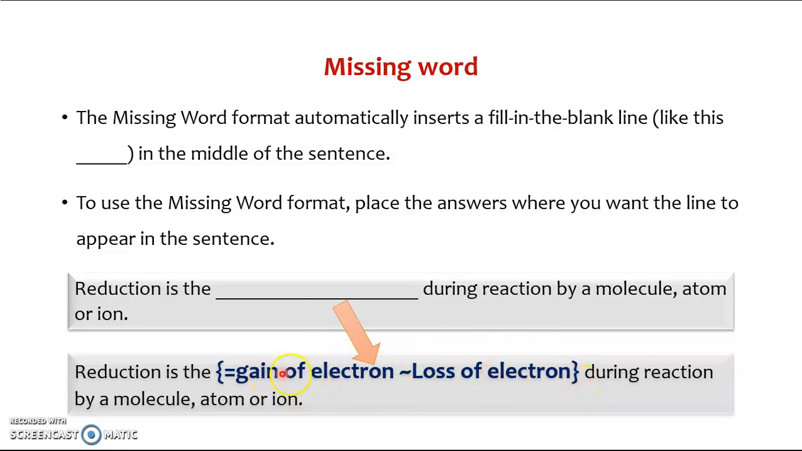Remember, if you are using only an equal to sign and only one option, then that question type is not missing word; that question type becomes a short answer type of question. So always provide correct options along with incorrect options and then follow with your question statement. So this is a missing word type of question.